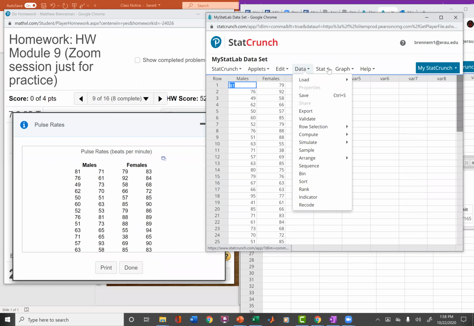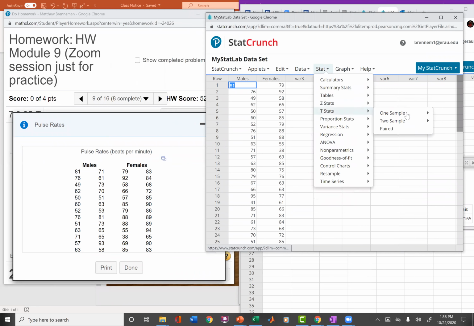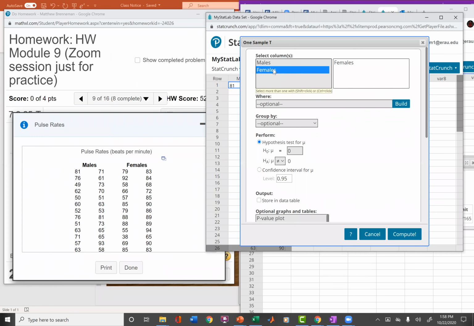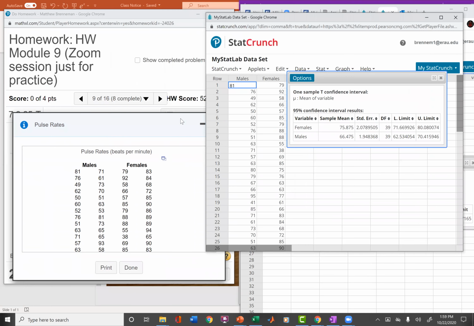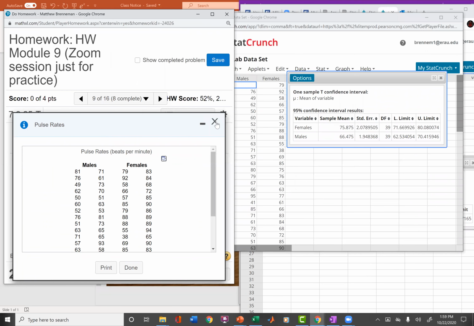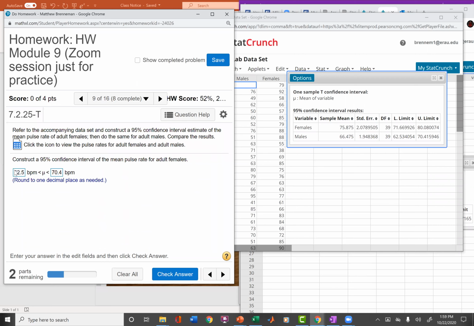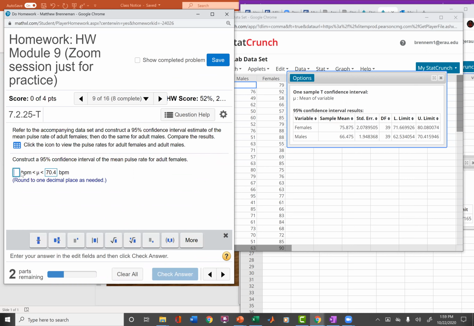I probably have it open in another table, but that's okay. T-stats, one sample with data. I'm going to click females first, so I don't make that stupid mistake, right? 95%. And there we go. Okay. Now we got it. Now females are first, and that's the way it is in real life too, right? So enter that: 71.7 and 80.1.